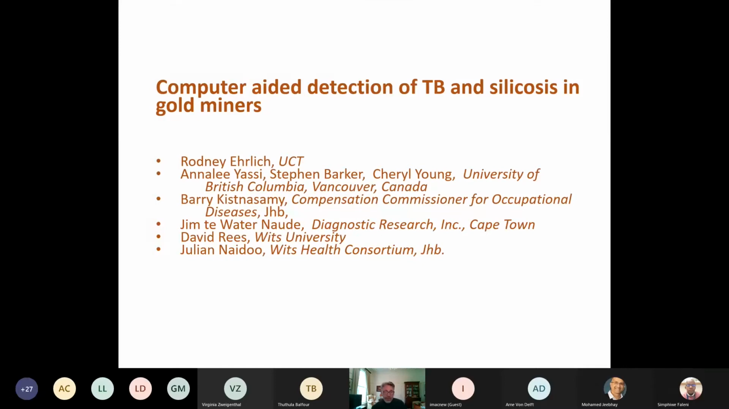Okay, so now the change of topic, and I'm going to make this somewhat shorter. I'm going to digress less here. We've been working in recent years on seeing if we could apply computer-aided detection, or CAD, which has been developed for tuberculosis, to tuberculosis and silicosis in gold miners.